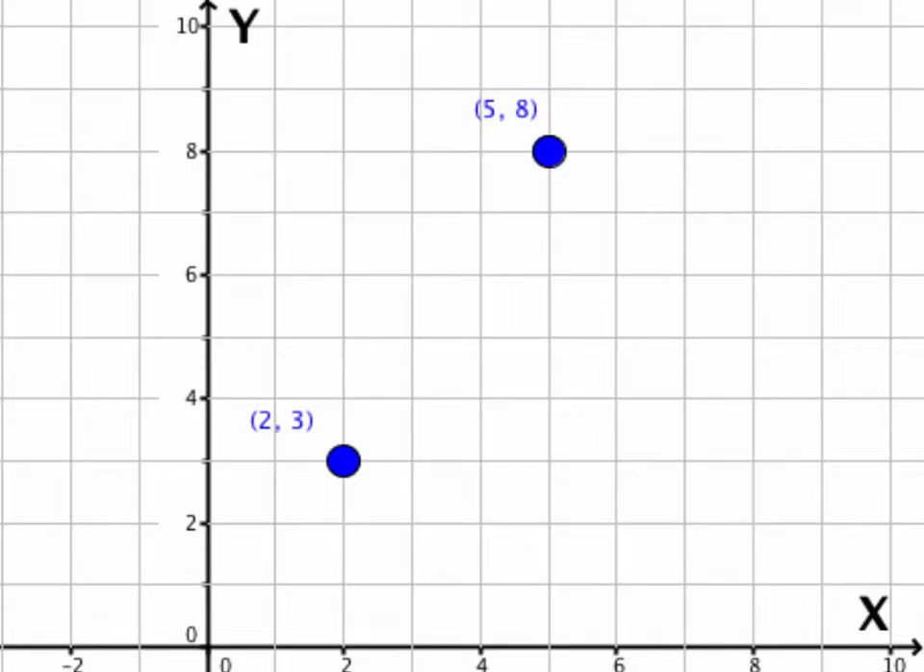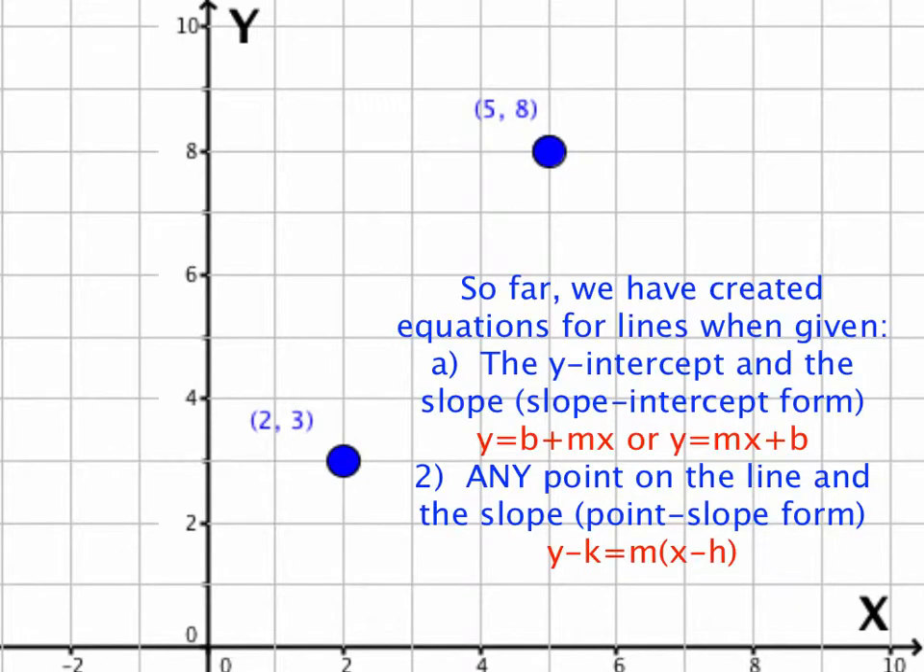Alright, so far we've built equations for graphs that are lines when we were given either the slope of the line and the y-intercept, or whatever the dependent variable intercept was. That gave us the slope-intercept form of a linear equation. We've also built equations when we were given the slope of the line and any point on the line. That gave rise to the point-slope form of a linear equation.